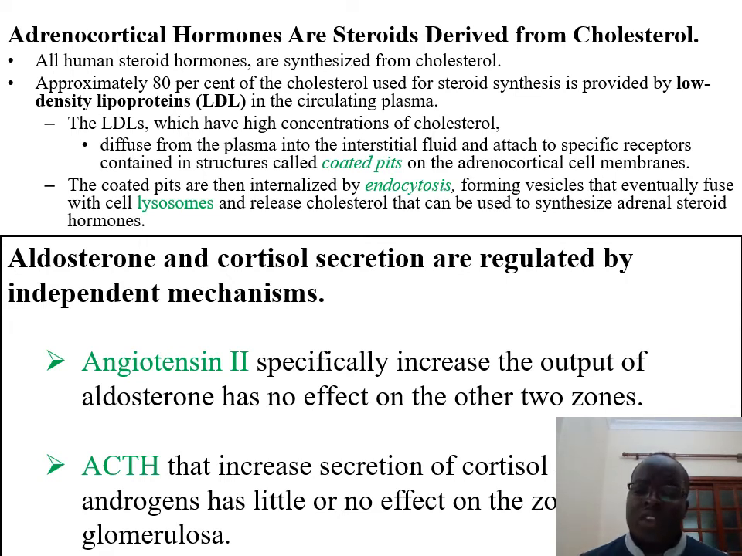For aldosterone, you need an increase in potassium levels in the blood or an increase in angiotensin 2. Angiotensin 2 specifically increases the output of aldosterone and has no effect on the other two zones. So it's going to increase the output of the zona glomerulosa to increase the production of aldosterone. It has no effect on the other two zones, the zona reticularis and the zona fasciculata. The adrenocorticotropin hormone, which increases secretion of cortisol and adrenal androgens, has little or no effect on the zona glomerulosa.